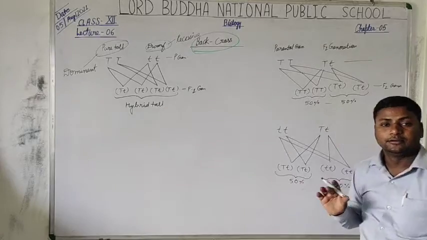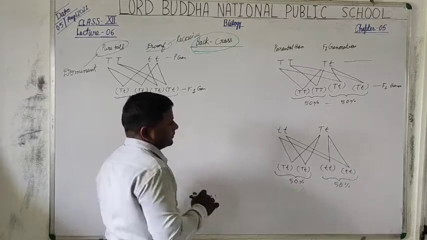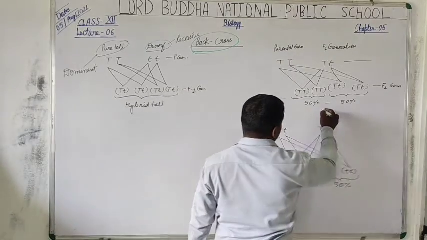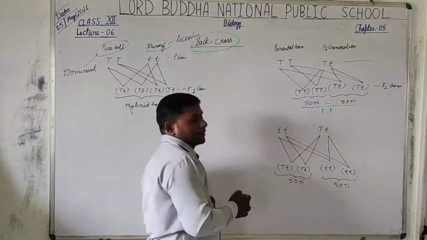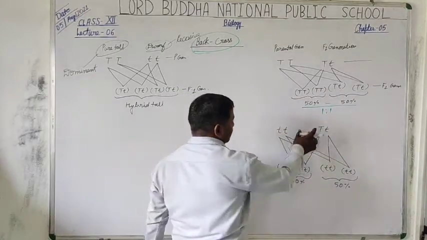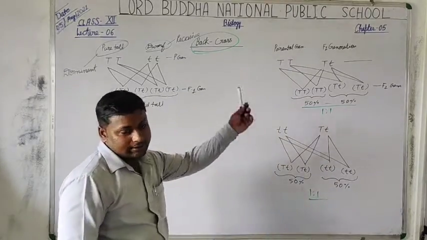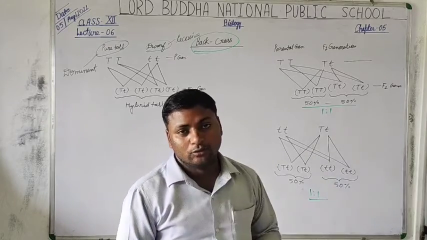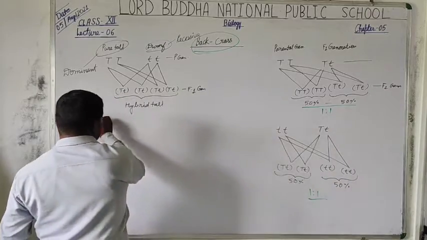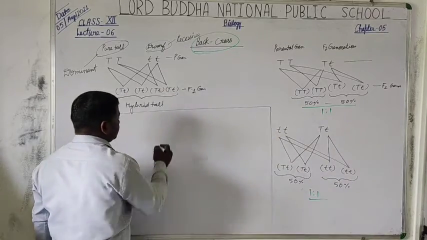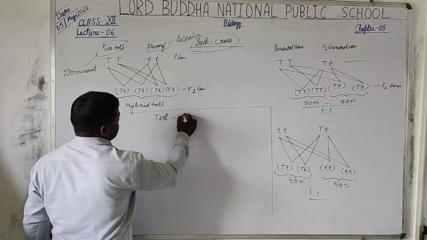The phenotypic as well as genotypic results you obtain are 1:1. If we simplify this percentage into a ratio, we obtain a 1:1 ratio in both cases. So this is the back cross. I hope you clearly understand the back cross. Now students, I am going to describe the test cross. This is the last term, test cross.